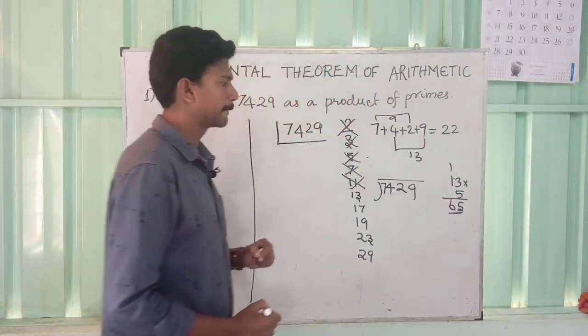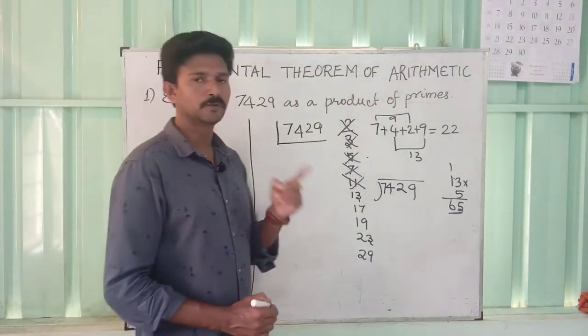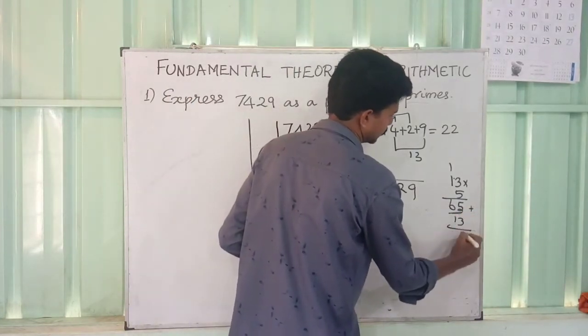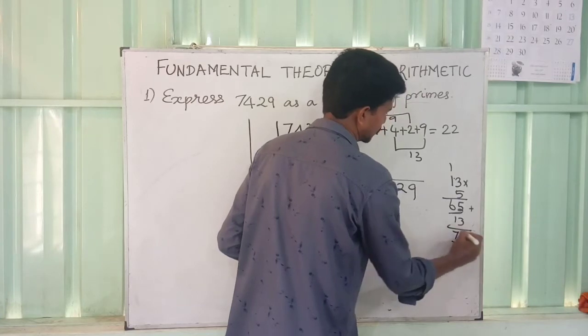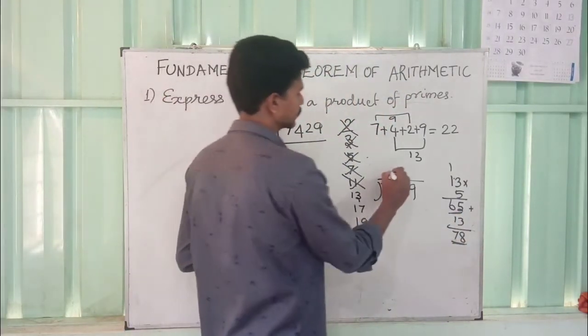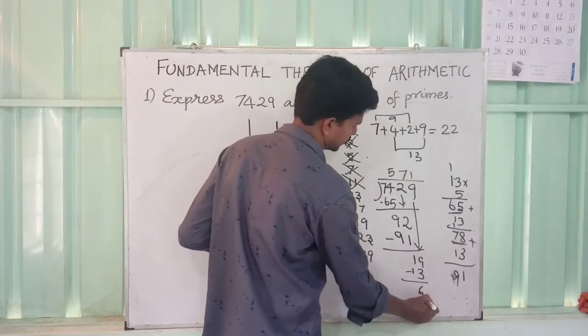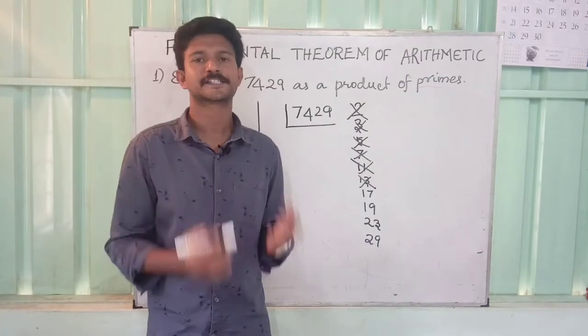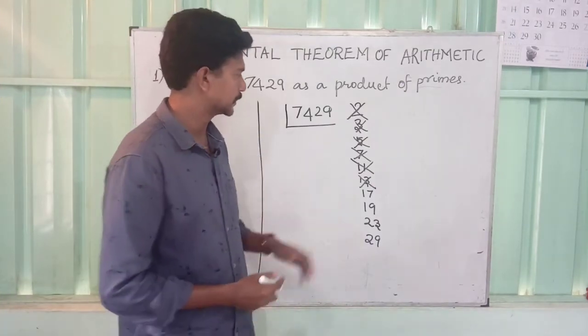So it is lesser than that. If you go for one more time, what happens? Plus 13, we can go for it. So 78. So if 6 times is greater, we can select 5 times. So 5 times, remainder is 6. So it is not divisible. Now let us try with the next number 17.